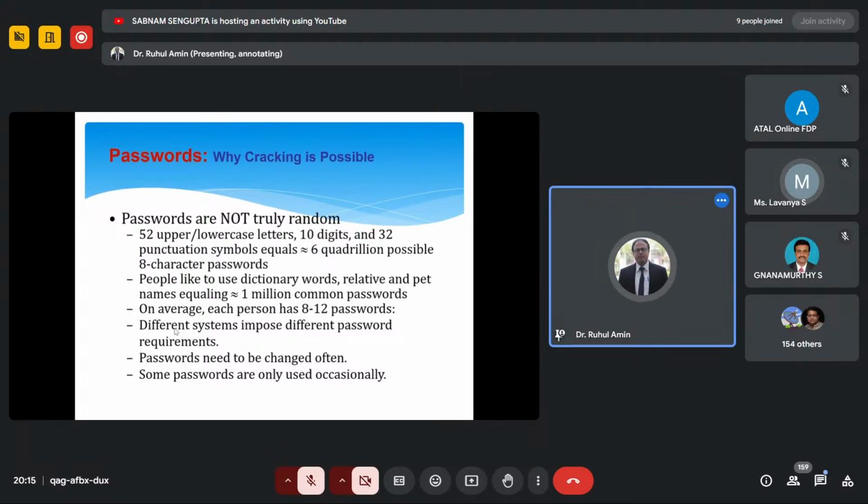And some passwords are only used occasionally. This is another important issue: we create a password for a particular system and then forget it, because we use it maybe only after 3 or 4 months. I'm telling you this information because we need high level security on passwords so that the attacker cannot break the security system.